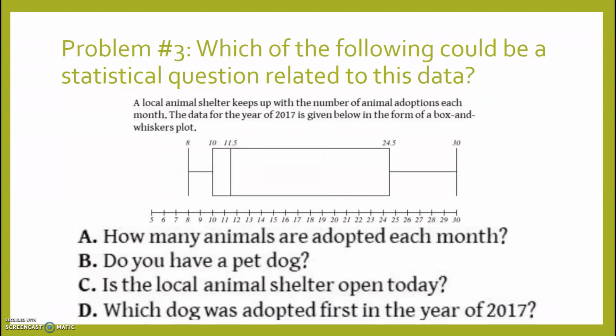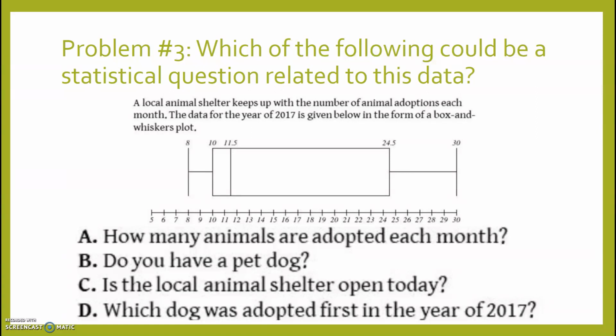All right, problem number 3. Which of the following questions, again, could be a statistical question related to this data? And the data is looking at a local animal shelter that keeps up with the number of animals adopted each month. So the data for the year 2017 is given in the form of a box and whisker plot. Pause the video, determine which one is the statistical question related to this data, then press play. Let's see how you did.